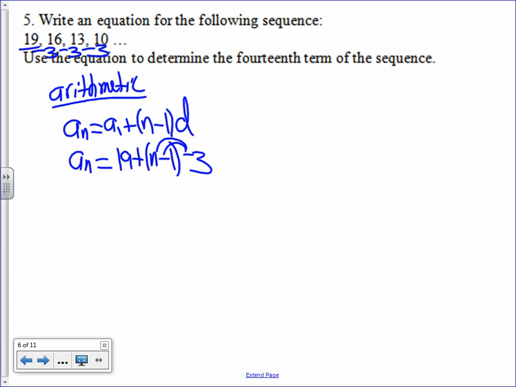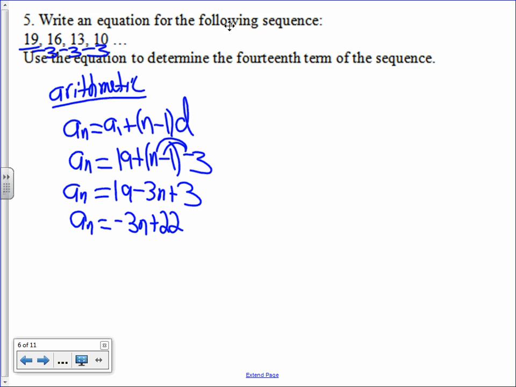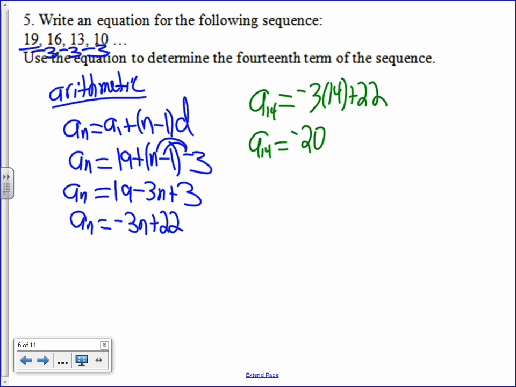From here, we distribute and combine like terms. I get negative 3n plus 3. When I combine like terms, I get negative 3n plus 22. Now that I have my formula, I can find the 14th term by replacing the n with 14. You can use the calculator if you need to. You get negative 20.